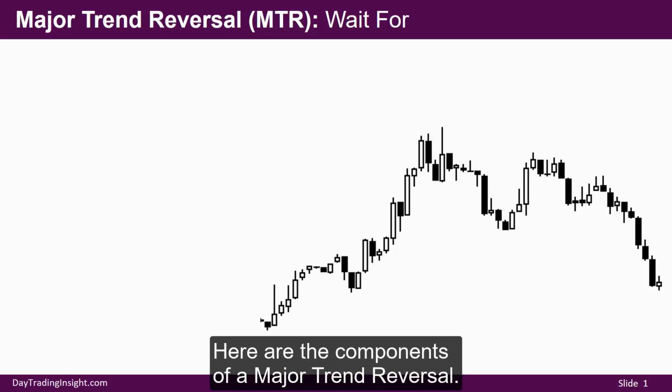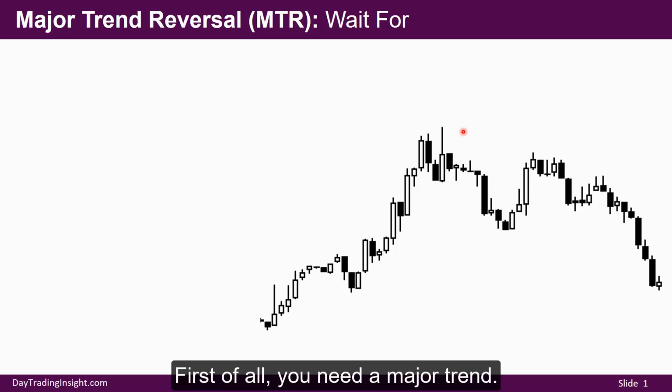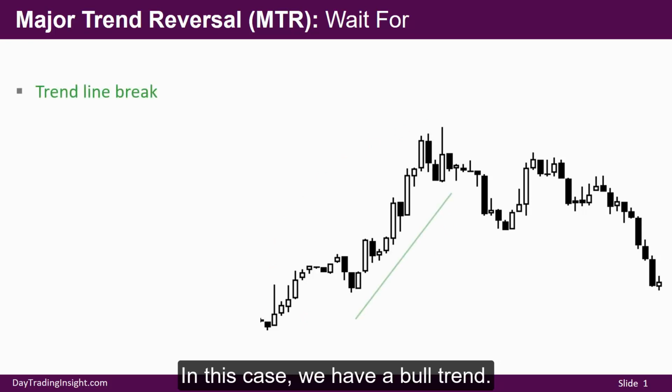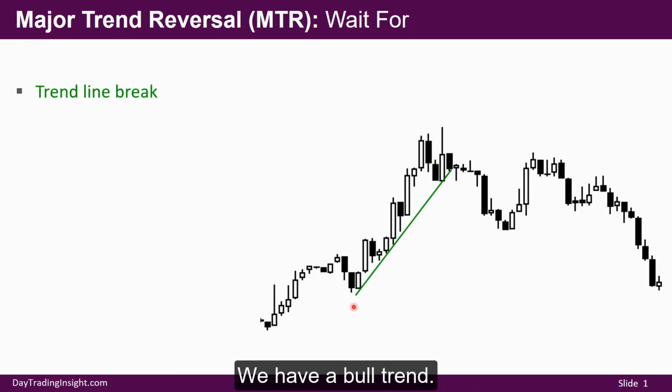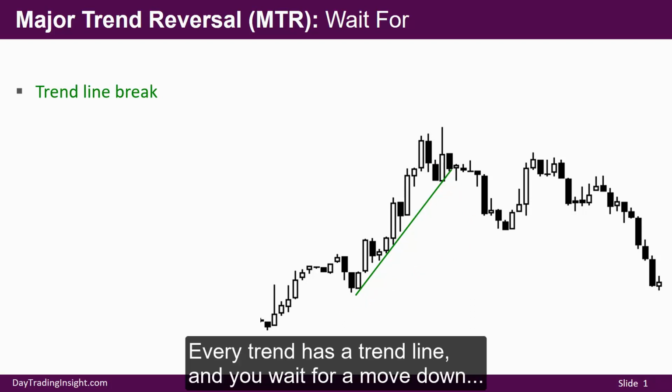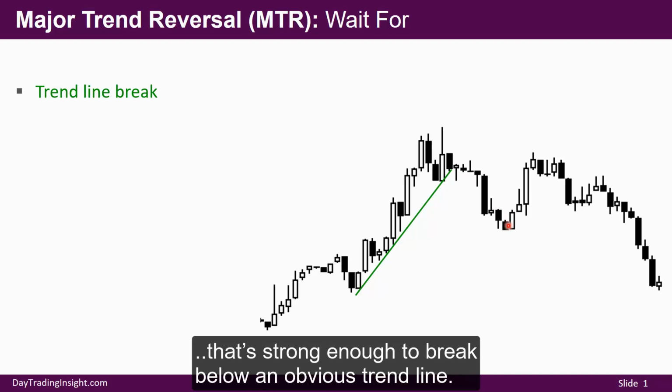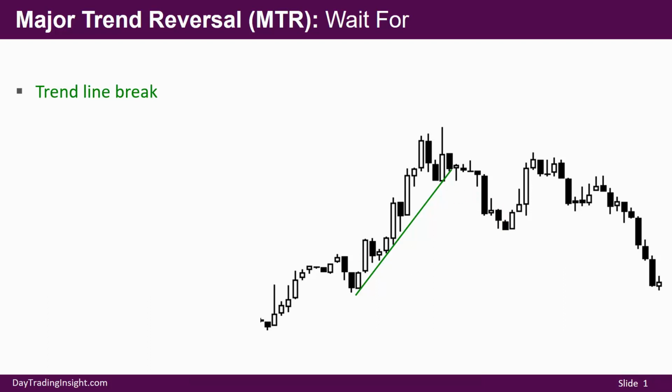Here are the components of major trend reversal. First of all, you need a major trend. In this case, we have a bull trend. And next, you have to have a break below the trend line. So we have a bull trend. Every trend has a trend line. And you wait for a move down that's strong enough to break below an obvious trend line.